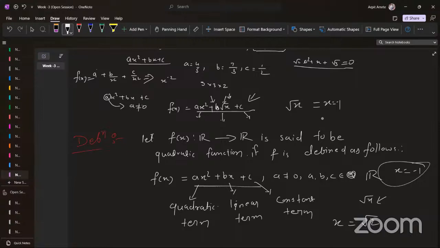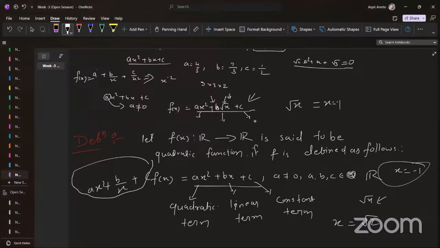So the thing is, the structure that we are considering for quadratic function looks like this. Apart from that, you can say any structure like a x squared plus b x plus c. The first one is the quadratic term, the other one is the linear term, and the last one is the constant term. If there is that kind of term, then we can say this function is a quadratic function.